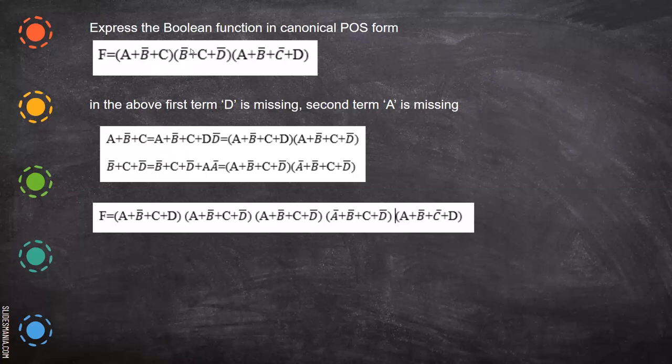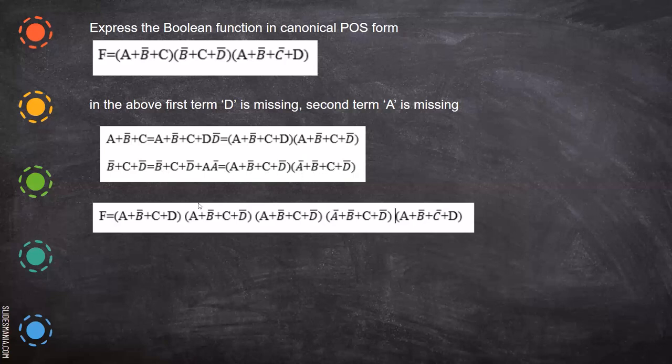Now the same way for B bar C plus D bar, that is B bar C D bar. The missing variable is A, so you introduce A bar. Then again, the same way you write B bar plus C plus D bar plus A. So now we brought that A in the front. And then here, A bar plus B bar plus C plus D, multiplication here. All these are added. These are the max terms, and then they will be multiplied.